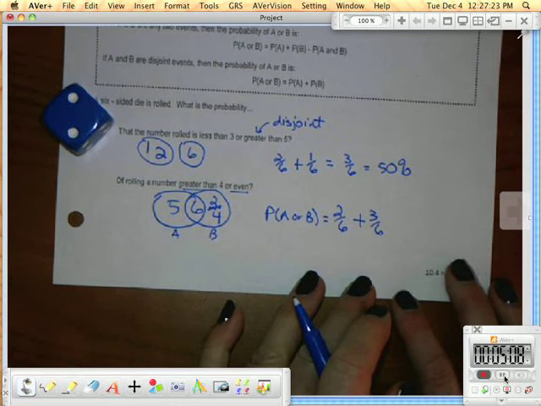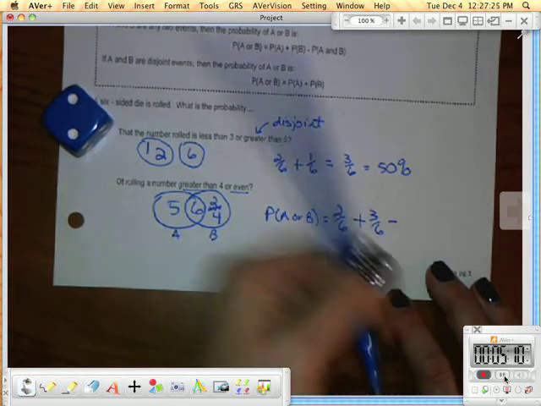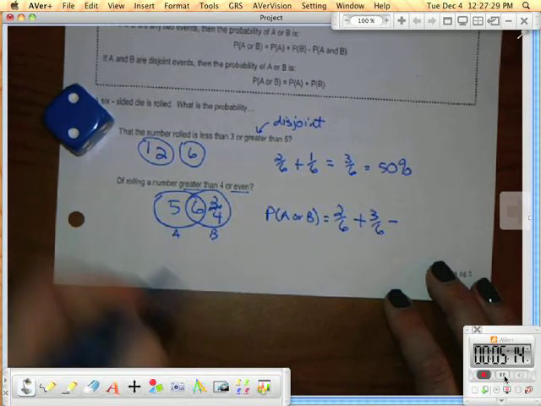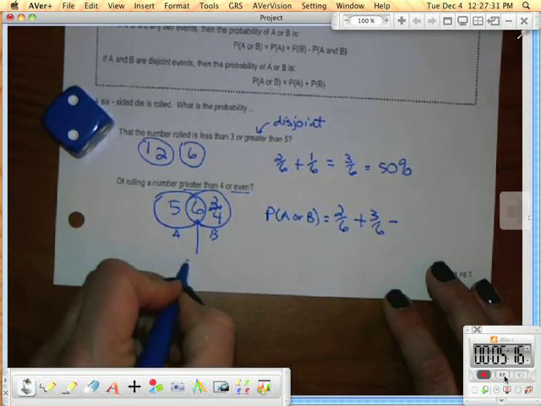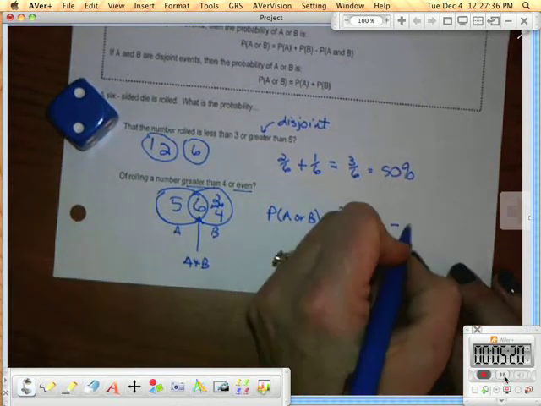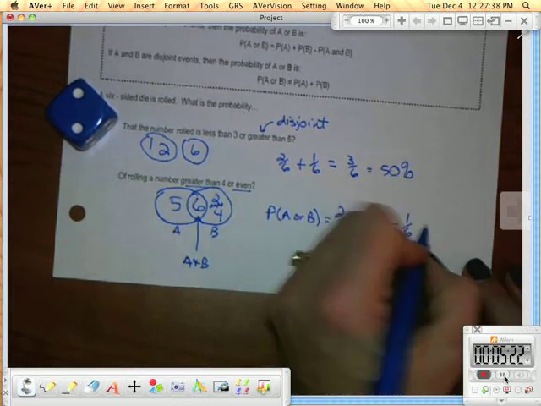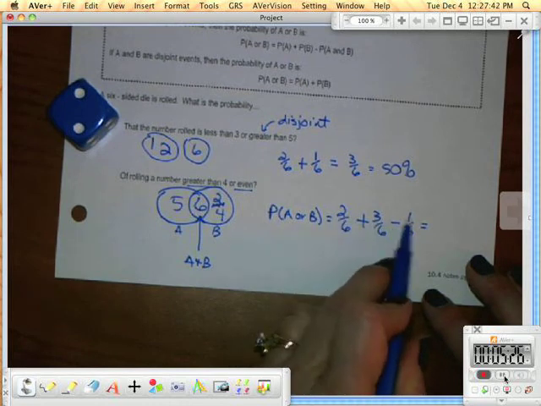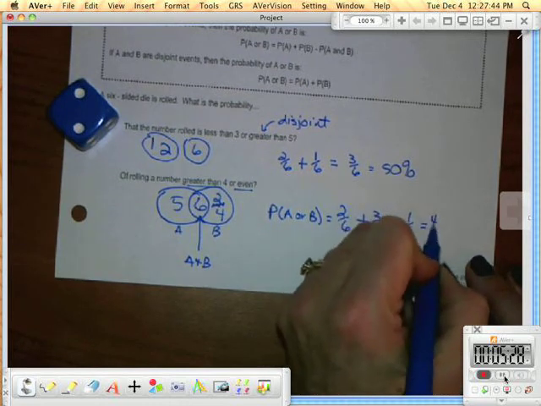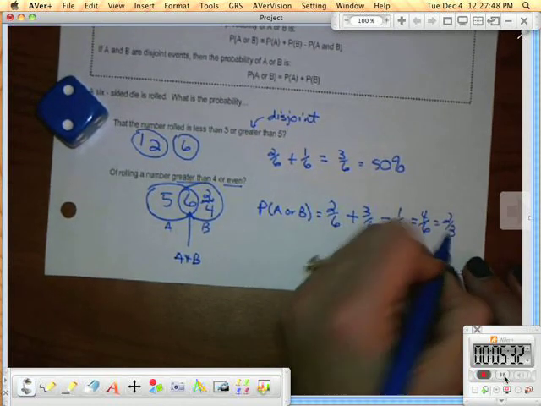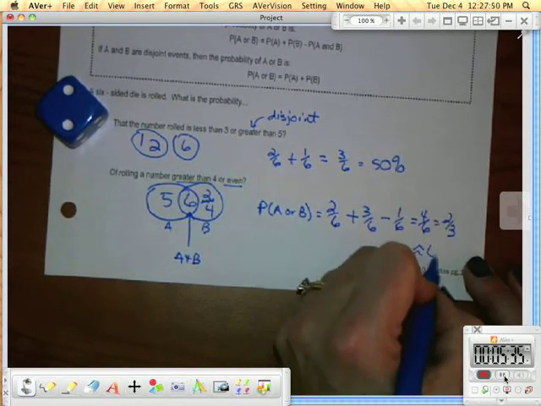But then we also have to minus the probability of A and B occurring, which is this right here, A and B occurring. We have to minus that, which is 1 out of 6. And when we do that, since we have the same denominator, it's 2 plus 3 is 5, take away 1 is 4 over 6. Reduced is 2/3, which is going to be about 67% chance of this occurring.